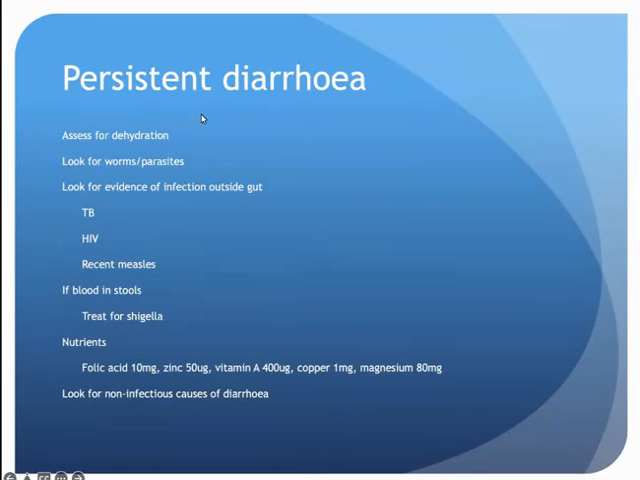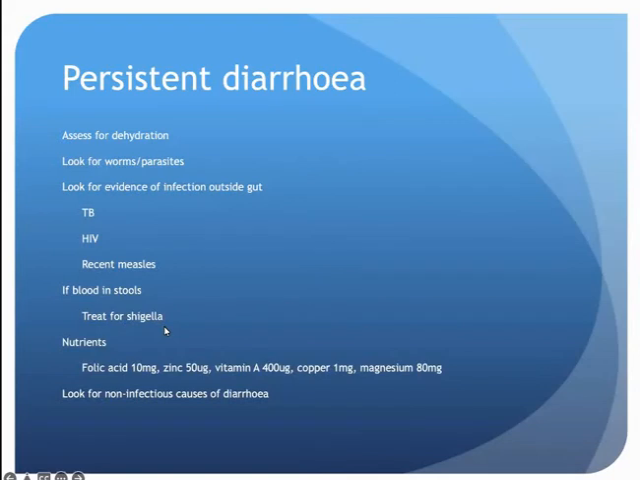If the diarrhea is continuing beyond when you think it should, you need to look for other causes. So you'd look for worms and parasites. You look for evidence of infection outside the gut. You would do this only after you have a lack of response, and your diarrhea has been going on for longer than 14 days, which is the definition of prolonged diarrhea. And you'd look for things like TB and HIV and recent measles, all of which can affect the gut as well as elsewhere in the body.